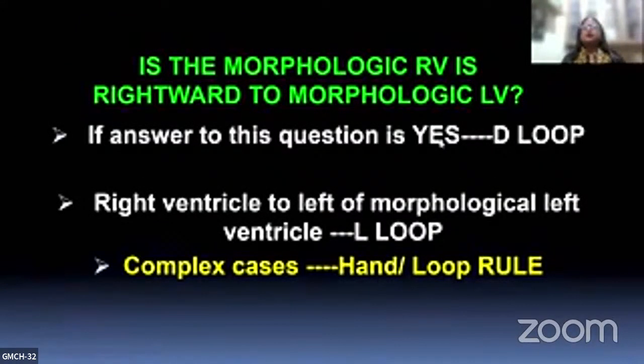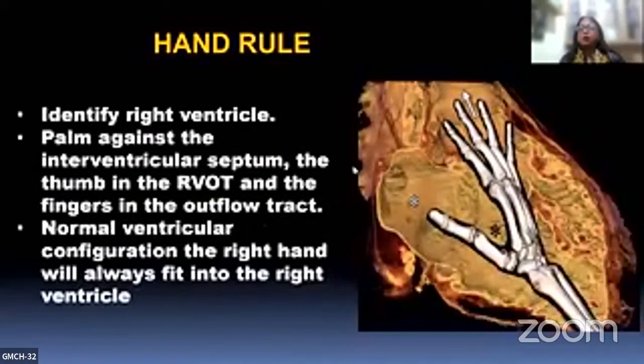So is the morphological RV rightward to the morphological LV? If the answer to this question is yes, we call it a D loop. If the right ventricle is to the left of the morphological left ventricle, we call it an L loop. In complex cases, we use the hand or the loop rule.